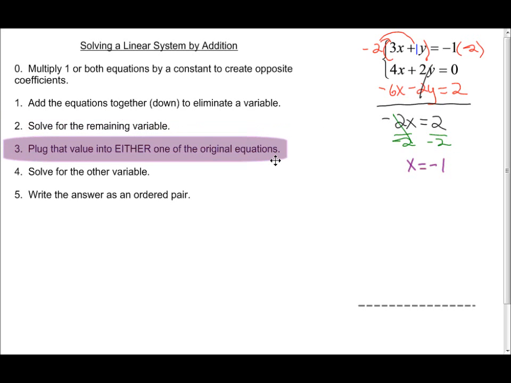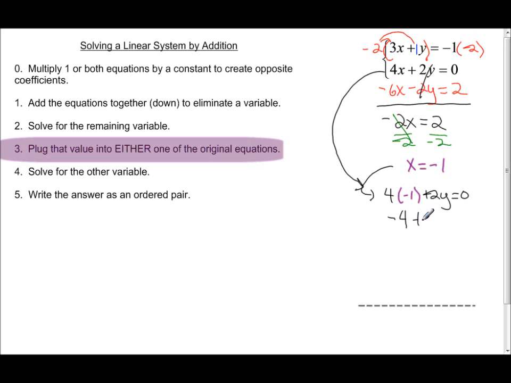My next step now is to plug that value in either one of the original equations. Well, I will choose to plug that into the bottom equation. Not that it really matters, I could do either. Let's just take a look at plugging that in on bottom. So I will get 4 times x, which in this case is negative 1, plus 2y equals 0.